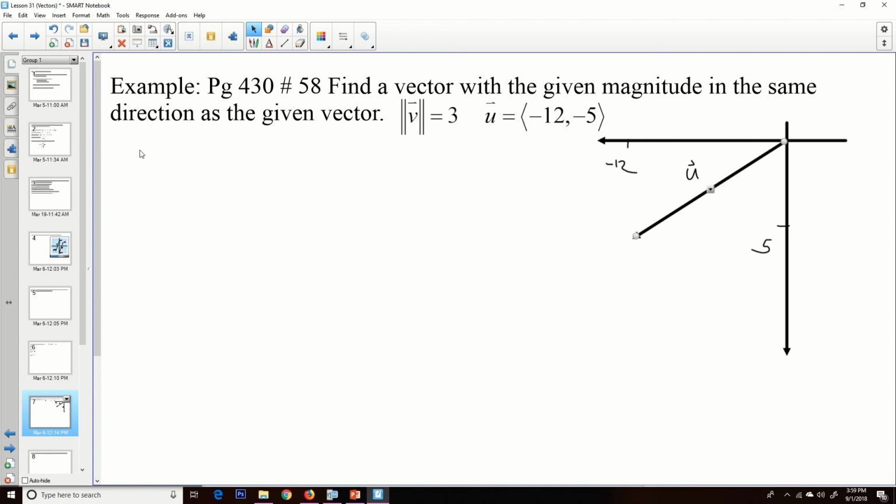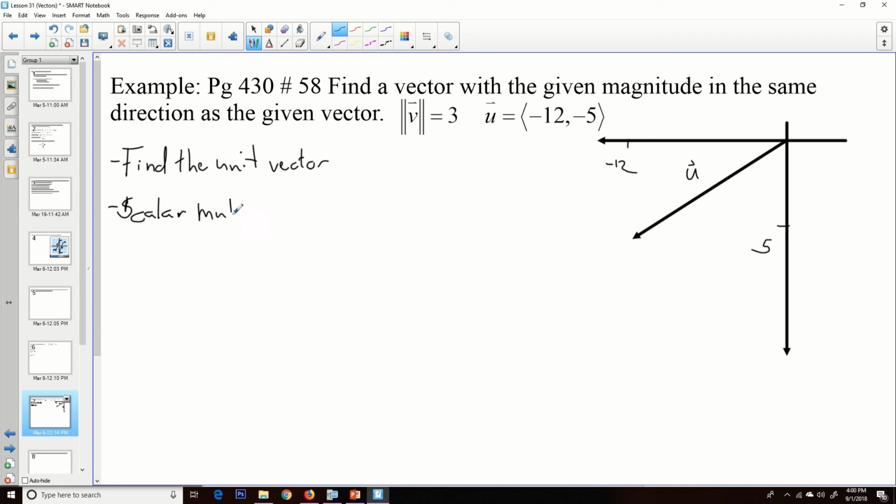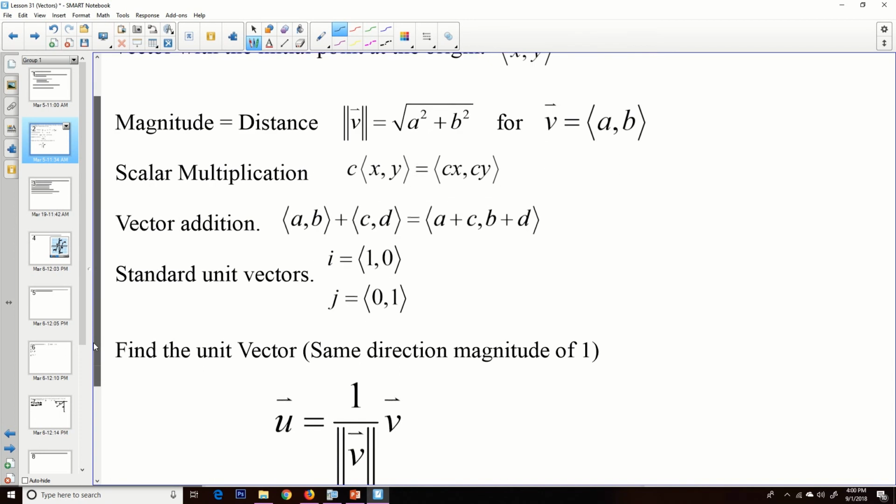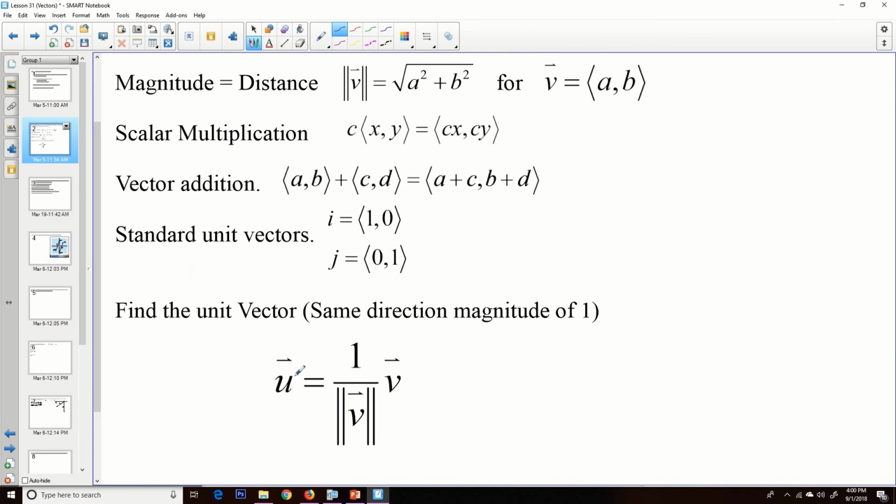So the way that we're going to do that is, first we're going to find the unit vector, and then we are going to do a scalar multiplication of the magnitude of v, which is 3 in this particular instance. Okay, so if we go back to an earlier slide, we see that finding the unit vector, we're going to find the magnitude of the current vector, go 1 over that, and multiply by its component form.